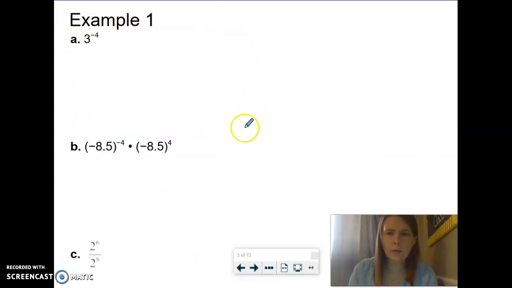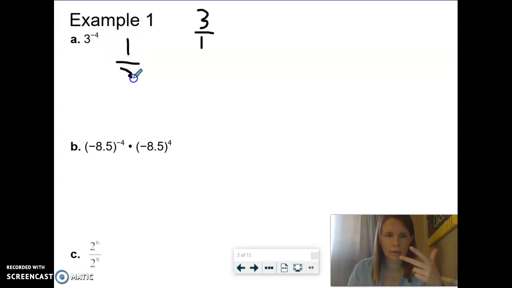So here's example 1. Again, we are going to start with those negatives. Like I said, we move it to the bottom. So right now it looks like your base is 3. Remember, that means you have 3 out of 1. So I'm going to flip that, and then I'm going to have 1 out of 3, and it's to the 4th, because I'm changing that exponent to a negative exponent.